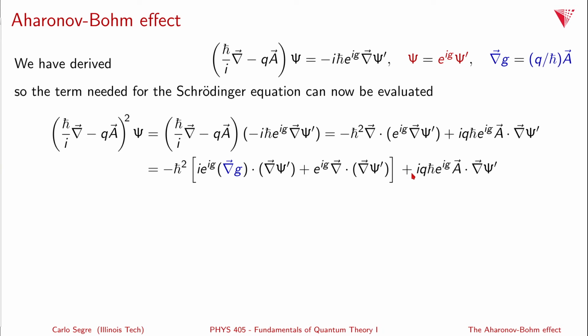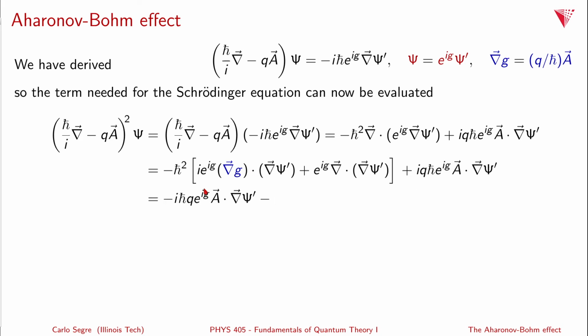And then we take the third term, which gives me i q h bar e to the ig times the divergence of a and the gradient of, the dot product of a and the gradient of psi prime. If we look at this gradient of g, we can replace it again with q over h bar a. So that gives us minus i h bar q e to the ig a dot del psi prime. That is the first term after I've replaced del g, the gradient of g. The second term and the third terms are as follows.